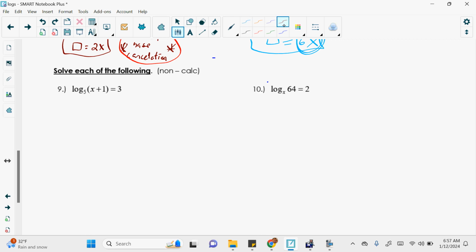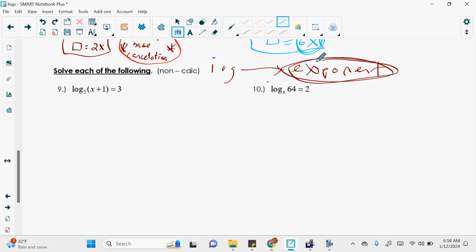To solve a log, we're going to first convert it to an exponent. So the first thing we're going to do is base 5 raised to the 3rd power equals x plus 1, what we're taking the log of. And you're like, holy smokes, this looks just like the last problem we did, or on the front side, we did an example like this. And you're right. So what we're going to have to do in order to solve is simplify. So now look at this. 5 to the 3rd power is 125 equals x plus 1. Subtract 1, and x equals 124.